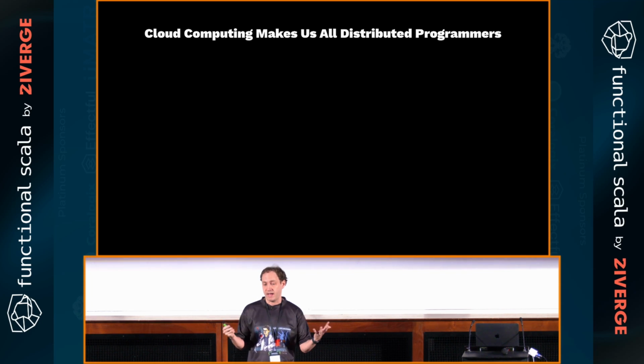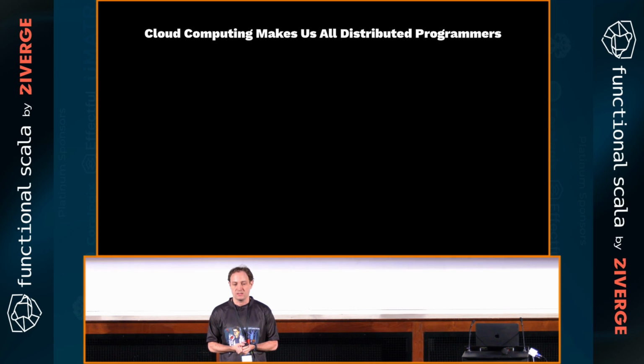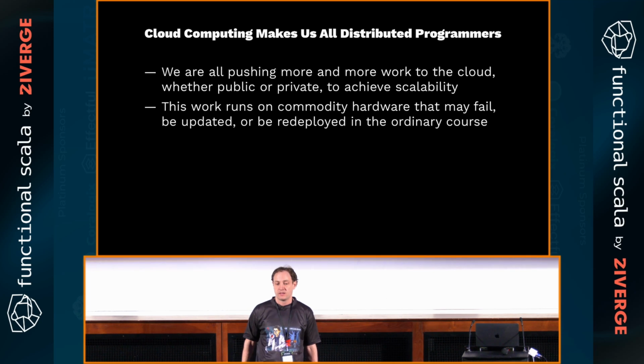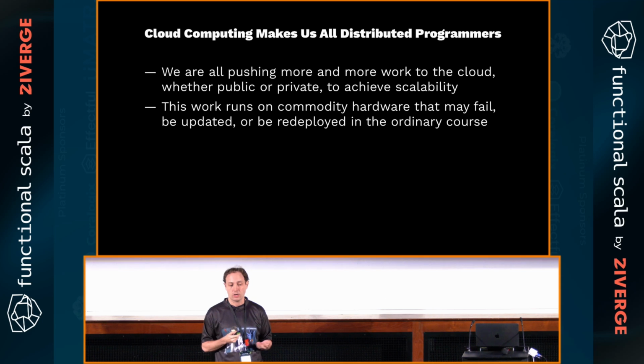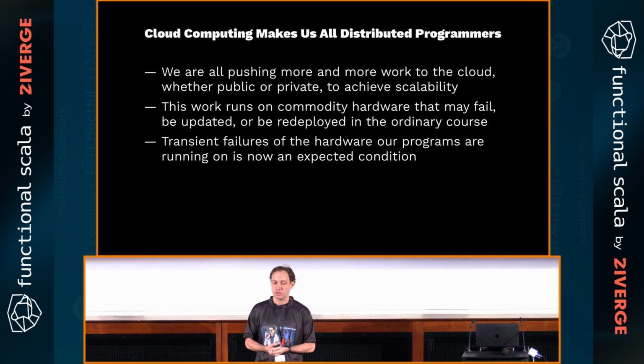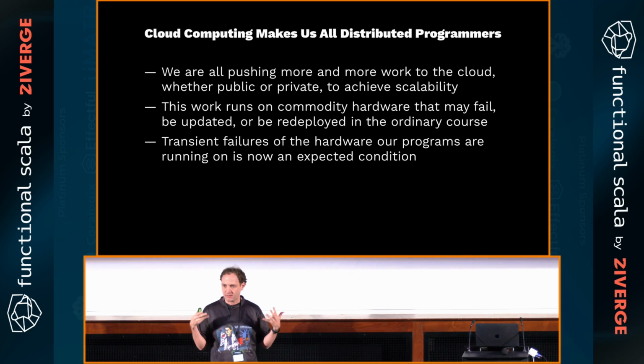Beyond what we talked about, why does this matter? Well, one of the ways I like to think about this is that right now we're all having to be distributed programmers because of these issues, right? We're pushing more and more work to the cloud, and we want to scale out. We've got more and more spending shifting to the cloud. And basically all of this is running on commodity hardware that can fail, that can be updated, that can be redeployed at any point in time. And so the possibility of failure is no longer, oh, this is an unusual thing, this is someone else's problem. It's, no, this is an expected condition, this is my problem.